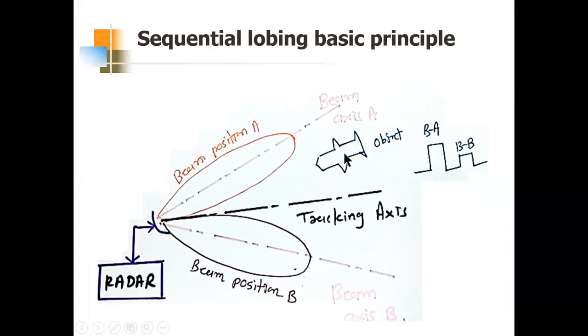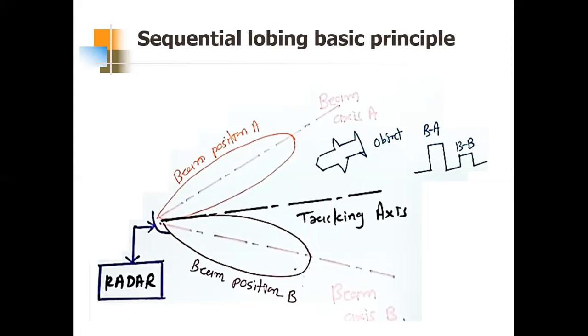This position is far, so the signal received would be less. Clear? This is the received signal, not the transmitted version. So the echo signal received by this beam has lesser amplitude than that at this position. So this is the sequential lobing principle.